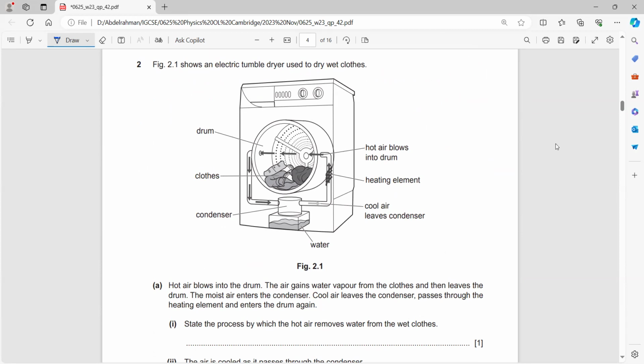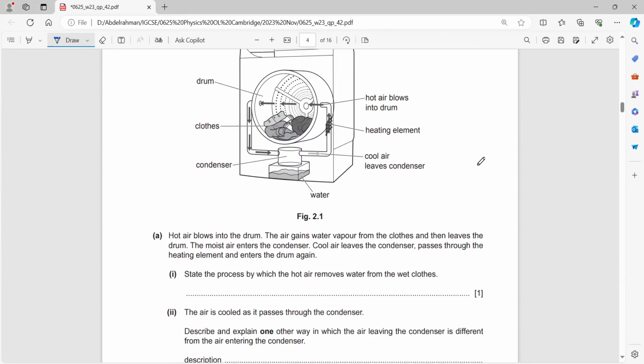Okay, I have an electrical tumble dryer. State the process by which the hot air removes water from the wet clothes. How does the hot air remove water from the wet clothes? Basically, how do the wet clothes get dried? How do they dry up?